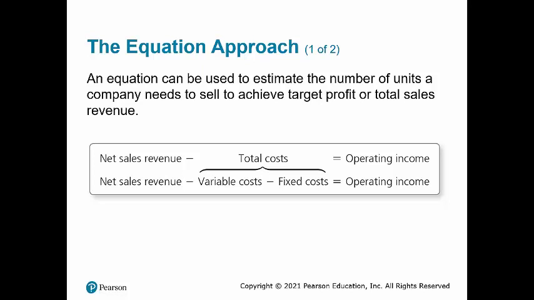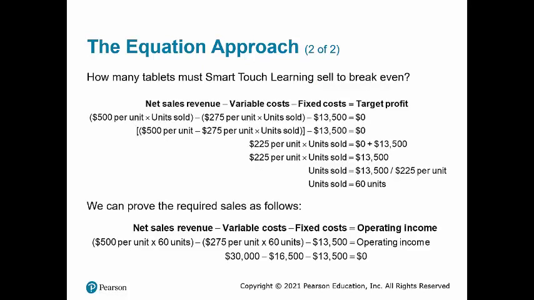The equation approach can be used to estimate the number of units a company needs to sell to achieve target profit or total sales. Looking at this equation, we can see that net sales revenue minus total cost is equal to operating income. We can further break down total cost into its components: variable cost and fixed cost. This slide illustrates how to use the equation approach.